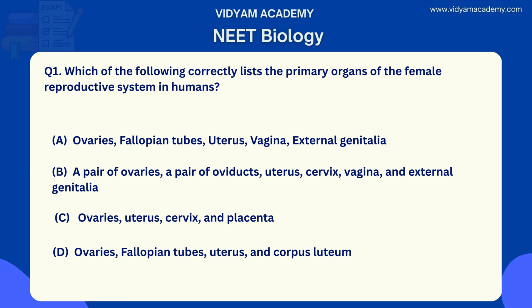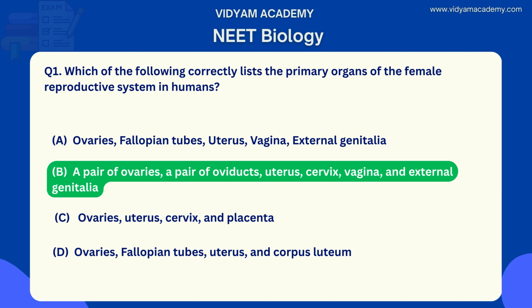What is the answer? Could you guess the right answer for this question? Yes, the answer is option B: a pair of ovaries, a pair of oviducts, uterus, cervix, vagina, and external genitalia. Why and how? Let's see the explanation.